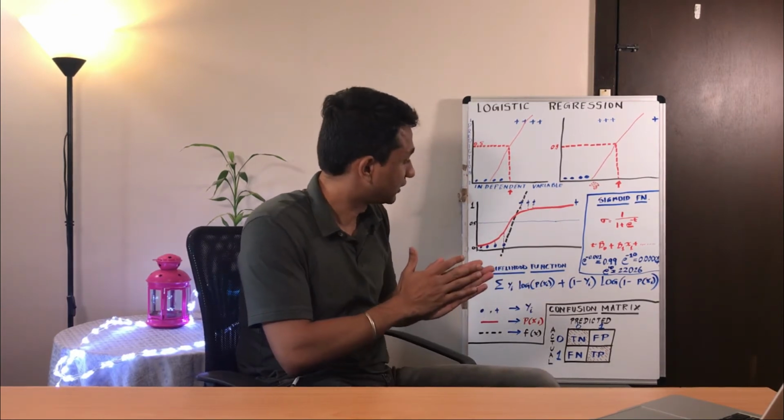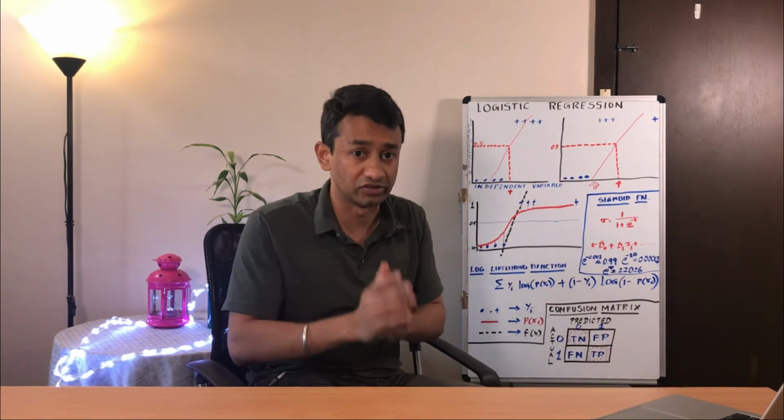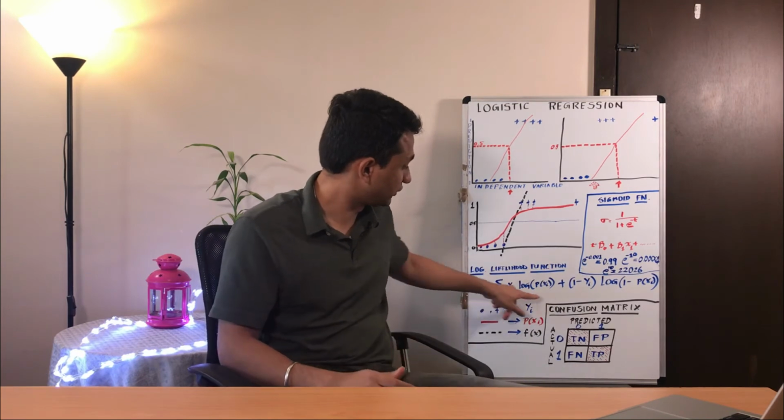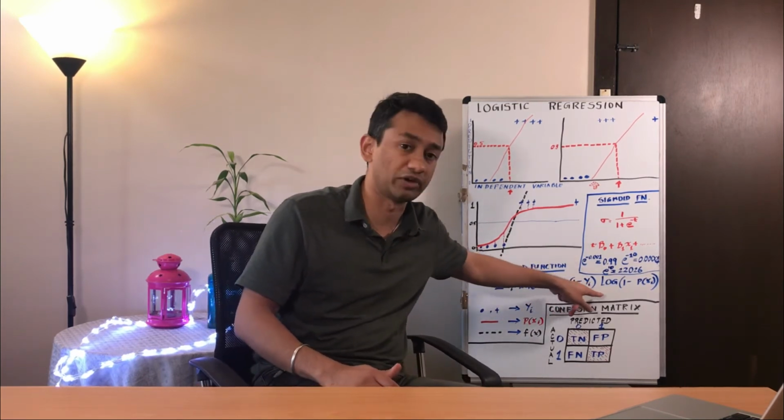Similarly, let's say we want to make a prediction and the actual value is 0. If the actual value is 0, then this part of the equation becomes 0. So then this would be the sigmoid function here.